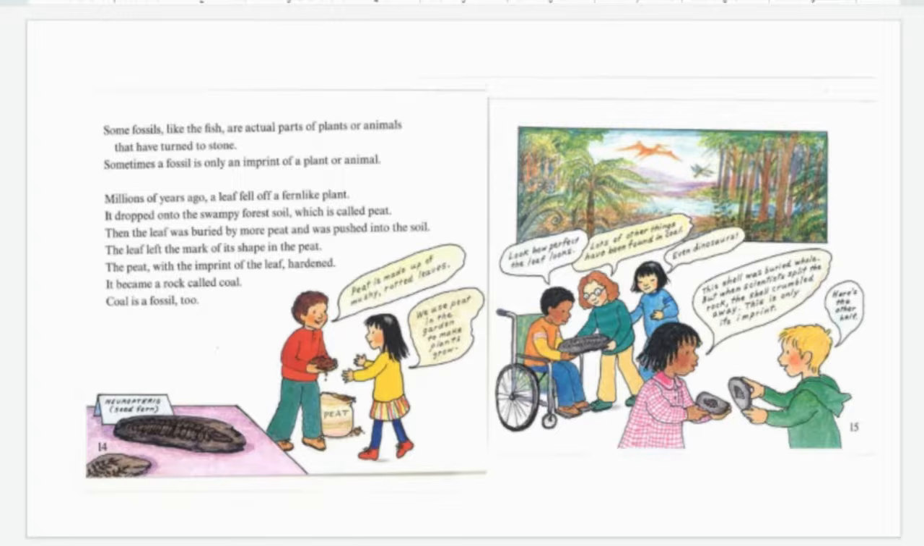Some fossils, like the fish, are actual parts of plants or animals that have turned to stone. Sometimes a fossil is only an imprint of a plant or animal. Millions of years ago, a leaf fell off a fern-like plant. It dropped onto the swampy forest soil, which is called peat. Then the leaf was buried by more peat and was pushed into the soil. The leaf left the mark of its shape in the peat. The peat, with the imprint of the leaf, hardened. It became a rock called coal. Coal is a fossil too.